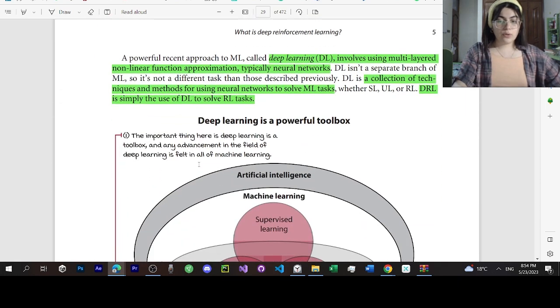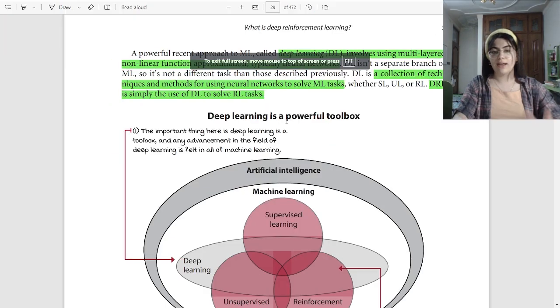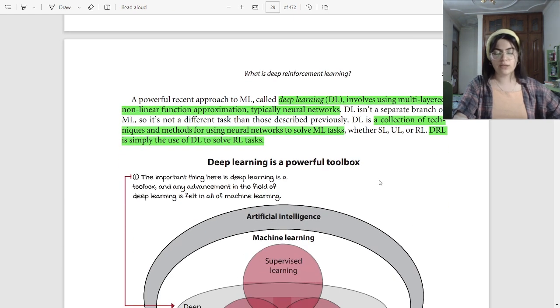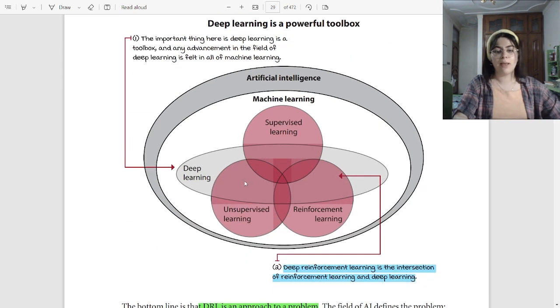It mentions that a powerful recent approach to ML, so we have deep learning. It says that a powerful recent approach to ML called deep learning, or DL, involves using multi-layered nonlinear function approximation, typically neural networks. So we have deep learning, which has some layers of neural networks, and this is kind of like a solver, a recent approach to machine learning, that using it helps all of these three environments to become much better.